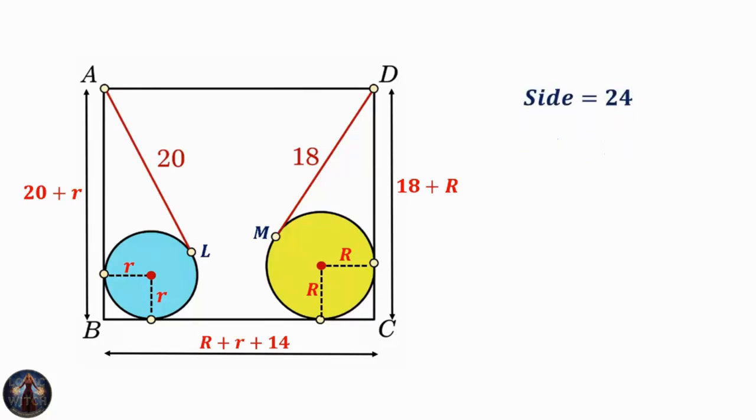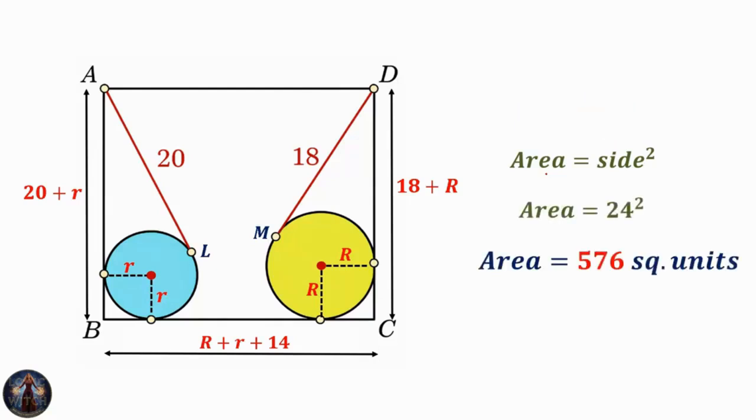Now we have the side, we can solve for the area of the square, which is area is equal to side square. So it's going to be 24 square, and on simplification my area is going to be 576 square units.